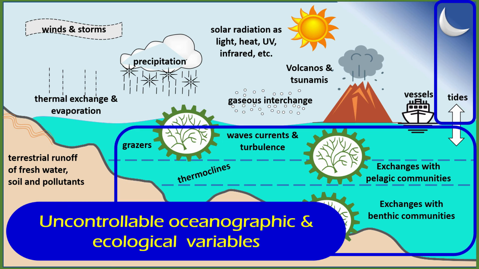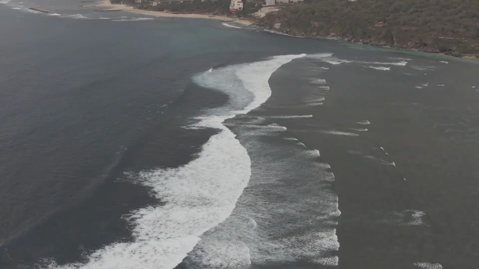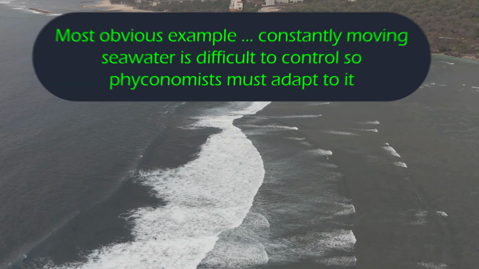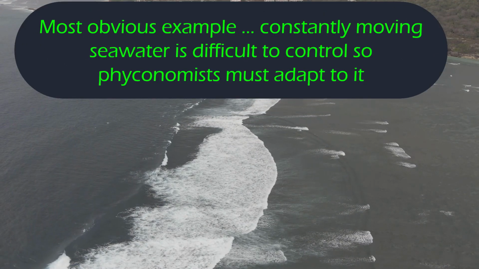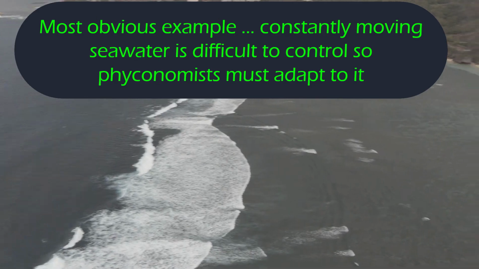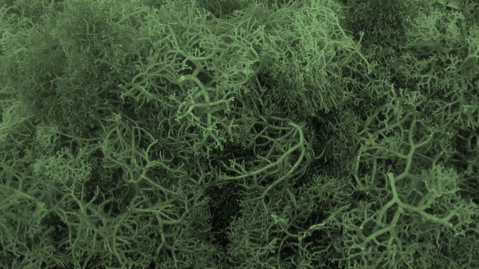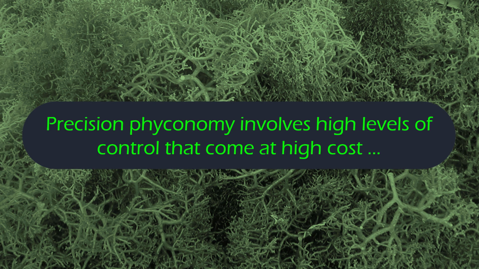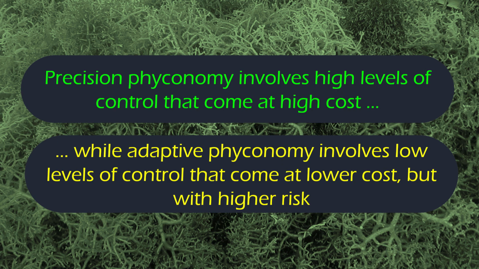And finally, there are uncontrollable oceanographic and ecological variables that are endemic to all seaweed farms. The most obvious example is the constantly moving seawater that is difficult to control in farm areas. So phyconomists must adapt to it. Precision phyconomy involves high levels of control that come at high cost, while adaptive phyconomy involves low levels of control that come at lower cost, but with higher risk.